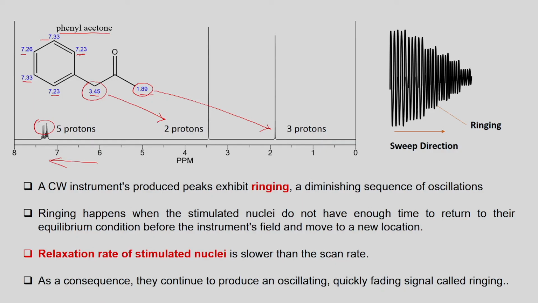So, if the sweeping is faster than the relaxation, you will have a ringing type of behavior appearing, where the waves decay slowly with time. That is what I have written here: ringing will happen when the stimulated nuclei do not have enough time to return to their equilibrium condition. So, the relaxation rate of the stimulated nuclei is lower than the scan rate. As a consequence, they continue to produce an oscillating and quickly fading signal called ringing.